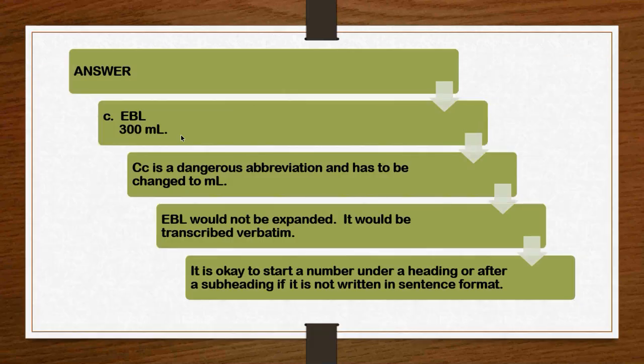All right, I think most everybody got that. Its answer is C. CC, first of all, is a dangerous abbreviation and always has to be changed to milliliters, like mL. And EBL would not be expanded because it's transcribed verbatim. And it's okay to start a number under a heading or a subheading if it's not written in sentence format. Lots to go over in that one.